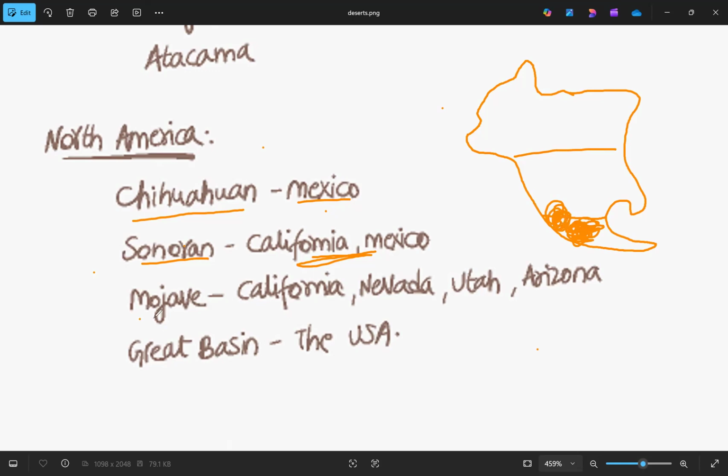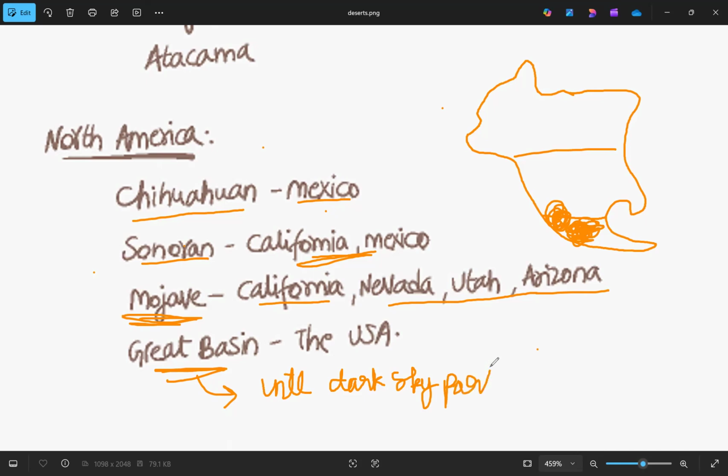And then we have Mojave Desert. Mojave Desert is in California, Nevada, Utah, Arizona. These are the states of the United States of America. We know that there are 50 states that together form the USA. So these are the 4 states where Mojave Desert is spread over. And then we have Great Basin Desert. It is famous for International Dark Sky Park.